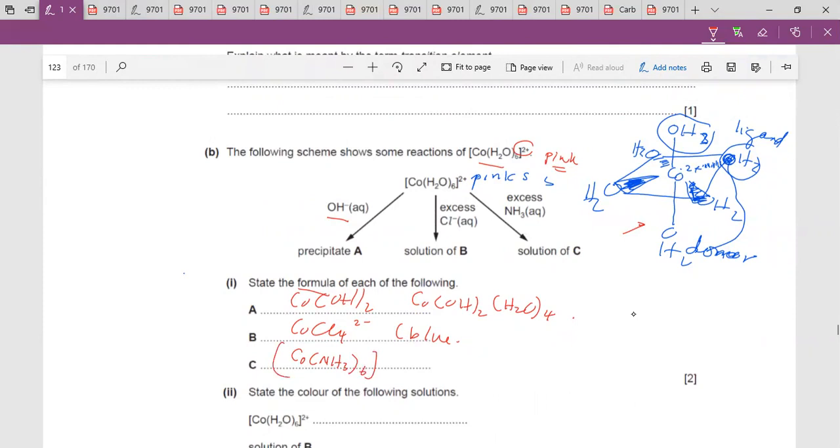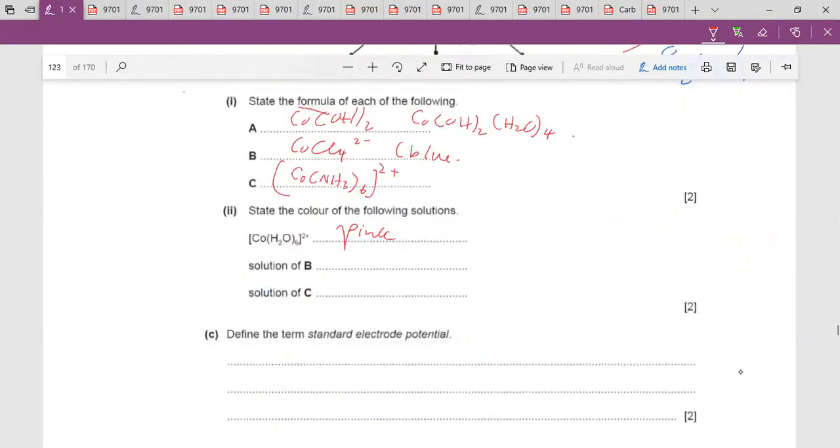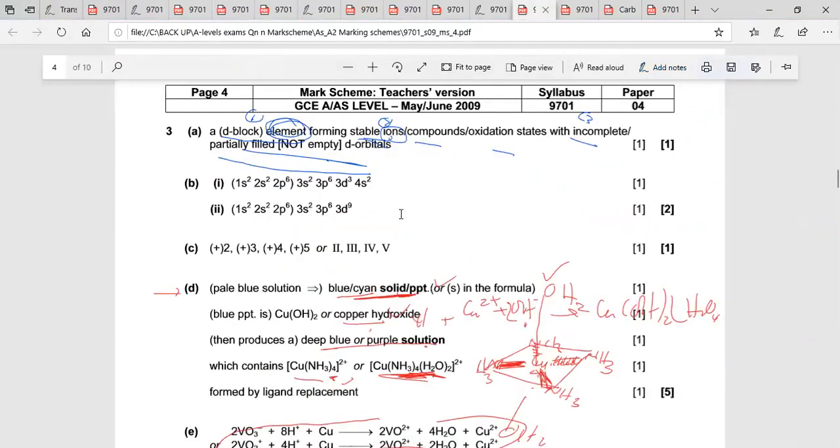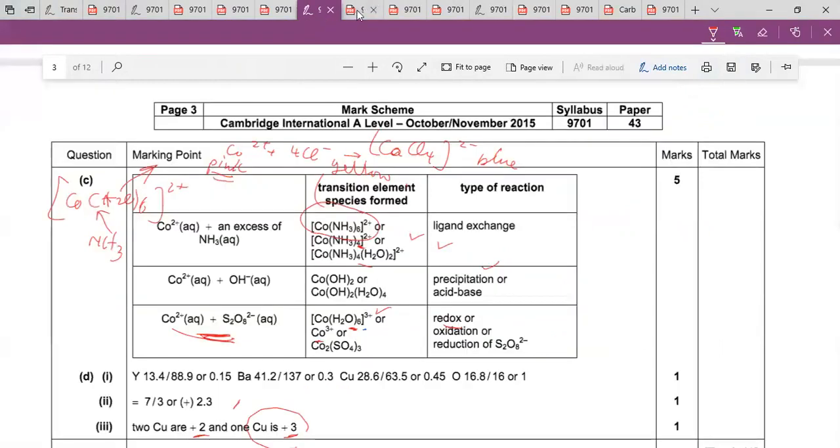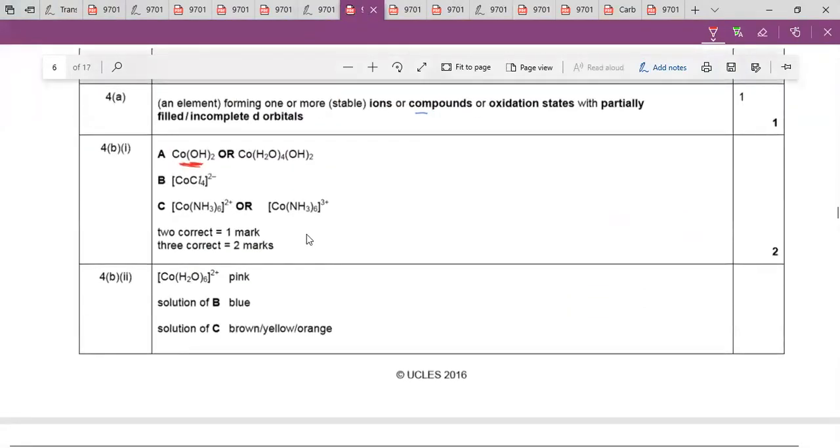I put here 6, 2+ here. It's pink, of course. Remember? Solution B, what is this solution B again? It's blue. CoCl4 2 minus is blue. See, if they ask for color, remember, this is your yellow. So you have to know the colors. See the cobalt hydroxide, or you can put water as well. See, CoCl4 is in.